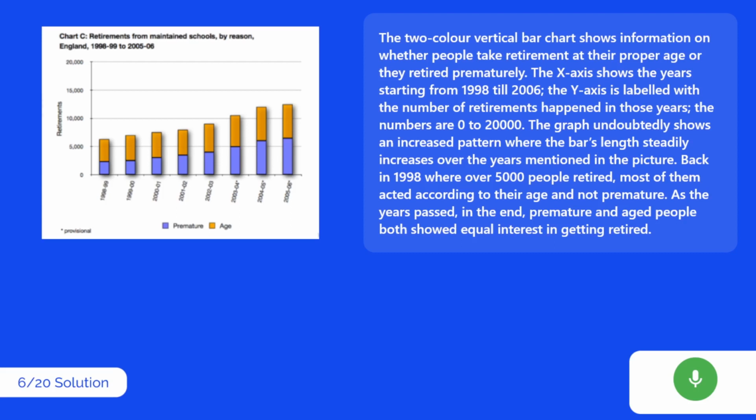The graph undoubtedly shows an increased pattern where the bar's length steadily increases over the years mentioned in the picture. Back in 1998, over 5,000 people retired, most of them acted according to their age and not premature. As the years passed, in the end, premature and aged people both showed equal interest in getting retired.